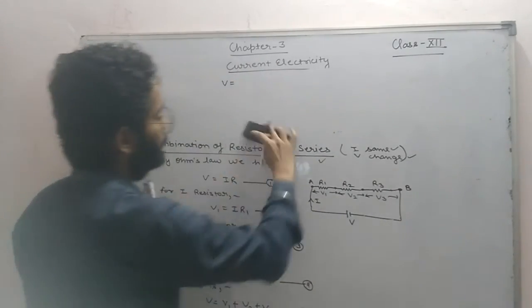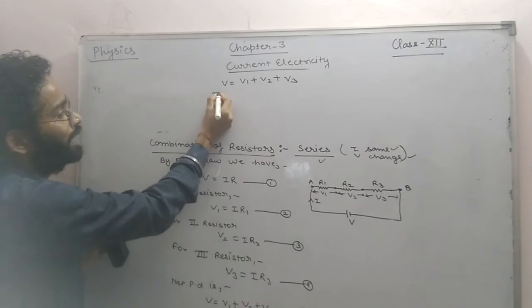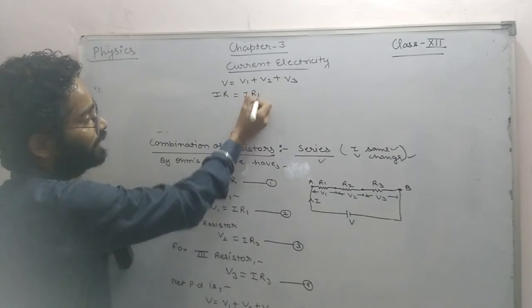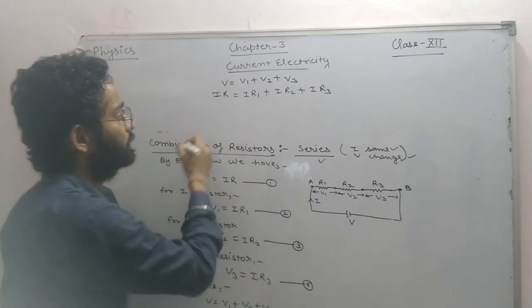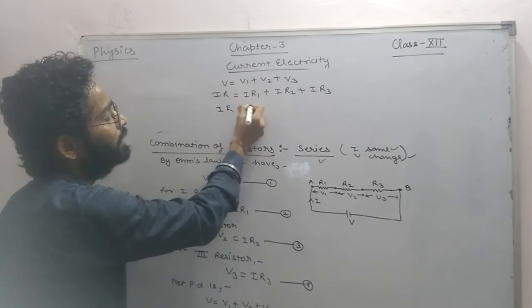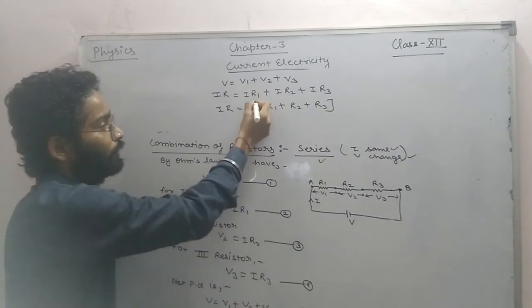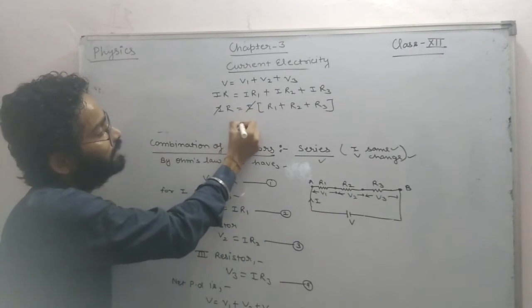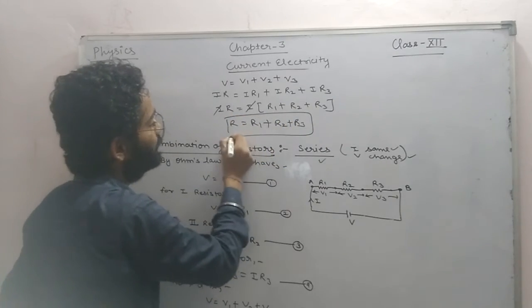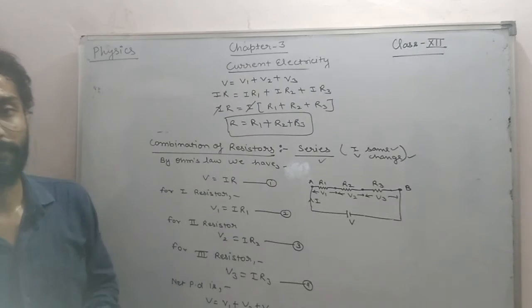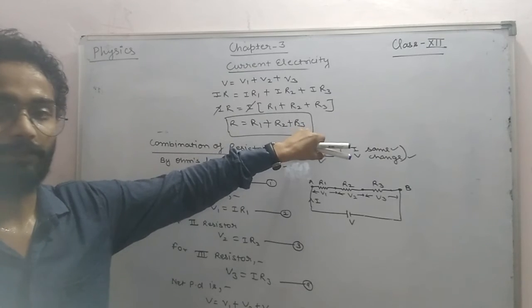That V is equal to V1 plus V2 plus V3. So V is written like IR. This one can be written like IR1, this one IR2, plus IR3. Here, I can be taken as common. This one is R1, this one is R2, and this one is R3. So I cancels out. Then R is equal to R1 plus R2 plus R3. This is the net resistance of the series combination. We are getting R equal to R1 plus R2 plus R3.